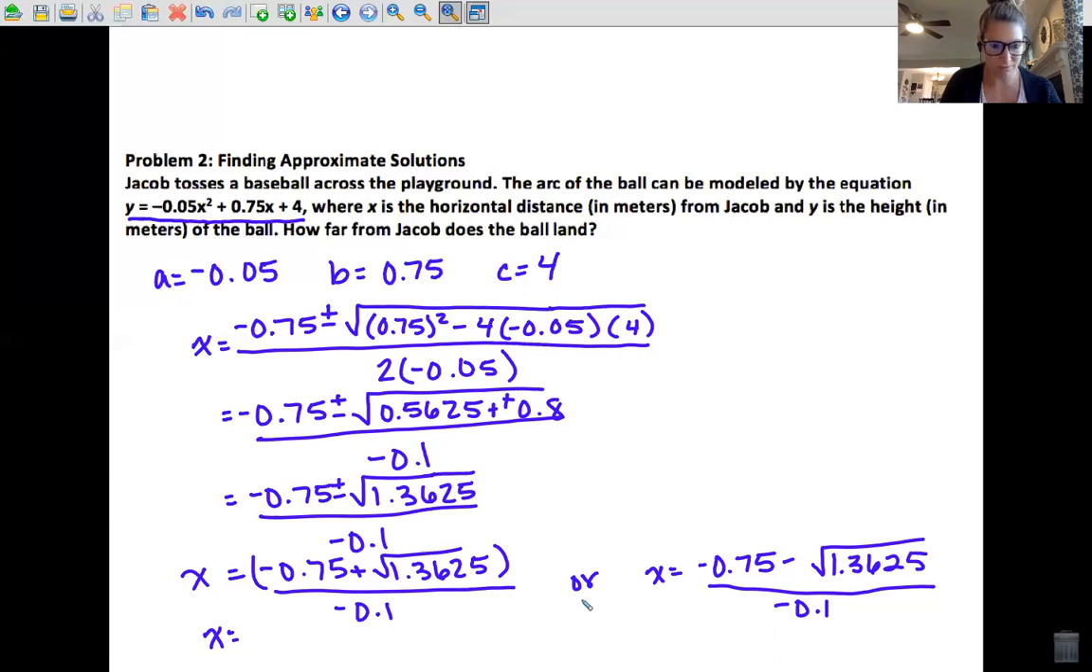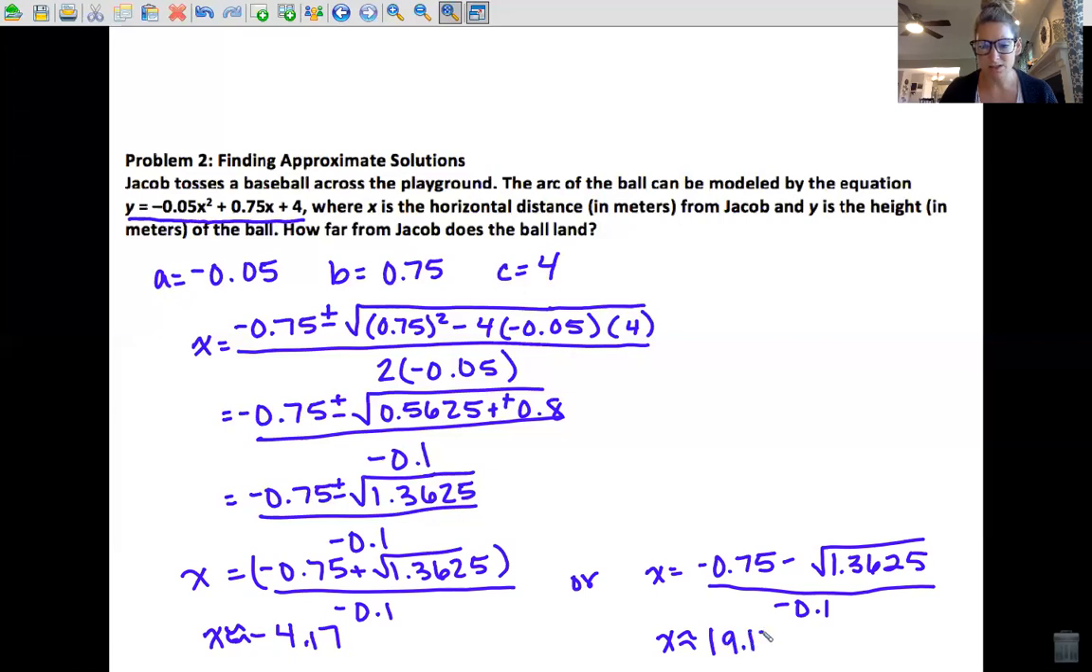So I have negative 0.75 plus the square root 1.3625. I'm going to hit enter, and I got 0.417261753. Then we're going to divide by negative 1/10, which is negative 4.17 approximately. So we're going to round to the nearest hundredth here. Well, if I do this one, do the same thing, except now I'm going to do negative 0.75 minus the square root of 1.3625, enter. I'm done, divide that by negative 1/10, and I get 19.17.